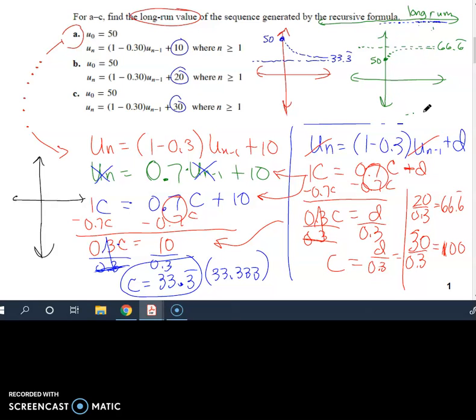So the last one, the long run value is 100. Again, we're starting at 50, so U of 0 is 50. So that means the graph is coming up and leveling off at about 100. Keep in mind that for the long run value, that means that the answer is approaching that number, but it will never equal 100. Problem B, it will never equal 66 2/3. And letter A, it'll never equal 33 1/3.